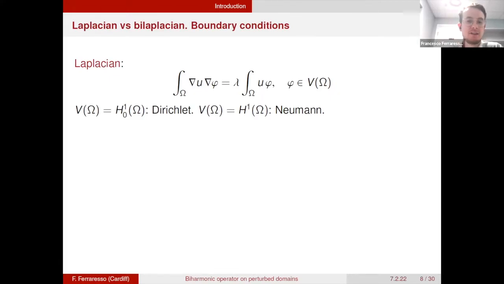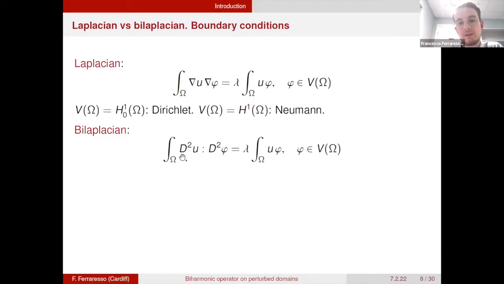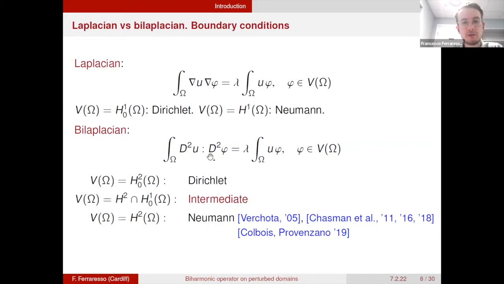Now, if we do the same argument for the biharmonic, we look now at this eigenvalue problem, where now this D squared means the Hessian matrix, and this colon here is basically the Frobenius product of the two matrices. Then you actually have three main choices for the energy space. So of course you have Dirichlet, that will correspond to H20. You've got Neumann, which corresponds to H2, but then you also have intermediate boundary conditions that arise when you intersect H2 with H10. And intermediate boundary conditions are known to be very interesting from the point of view of spectral stability. We will see this in a moment.